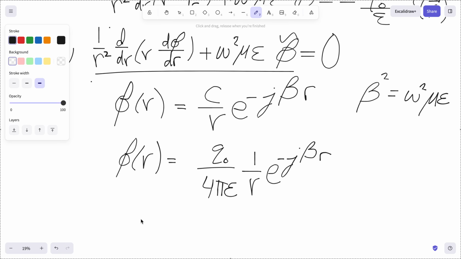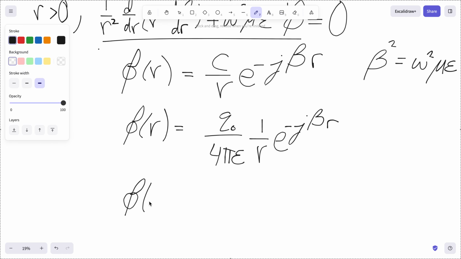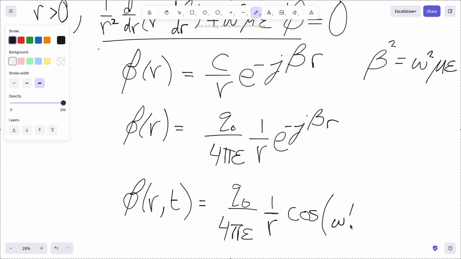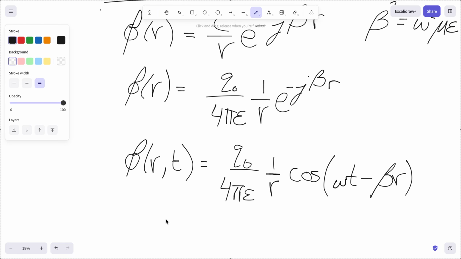And then if we want to turn this back into the time domain, or if we want to describe phi of r comma t, I should say, we can do what we usually do, which is multiply this expression phi of r by e to the j omega t, and then take the real part, and you would get the expression q naught over 4 pi epsilon times 1 over r cosine of omega t minus beta r.